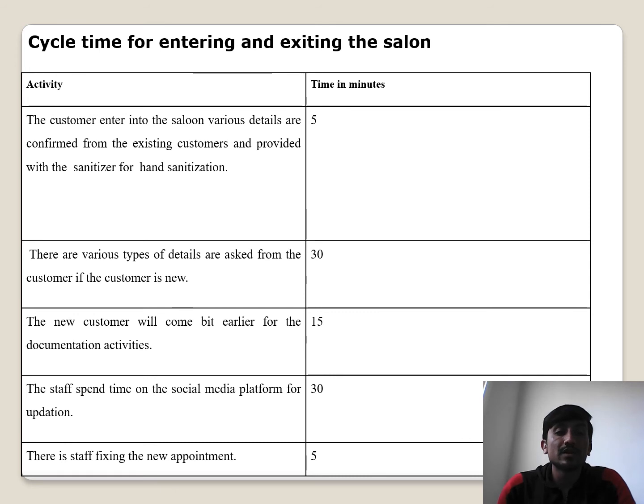30 minutes. The new customer will come a bit earlier for the documentation activities. This requires 15 minutes. There is a staff member fixing the new appointments, which takes only 5 minutes.